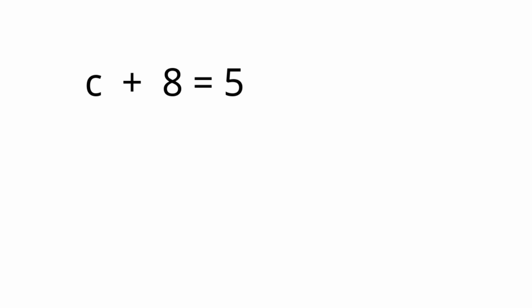Here we have a number plus 8 equals 5. The first step is to highlight what is with your variable. Highlight the plus 8. We need to perform the inverse of plus 8, which is minus 8. And whatever you do to one side of your equation, you must do to the other side as well. So here we are going to do minus 8, minus 8.